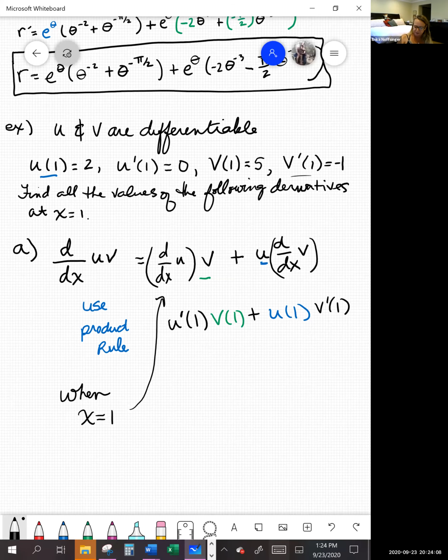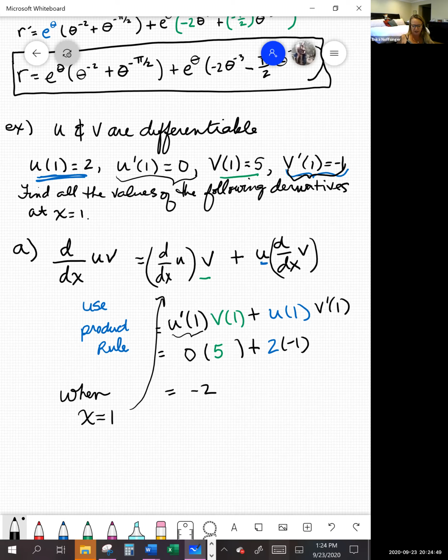Given all that information up here, we can find that without even knowing what the functions are. So u prime of 1 we have is 0 times, well, it really doesn't matter, v of 1, which is 5, plus u of 1, which is 2, times v prime of 1, which is negative 1. So 0 times anything is 0 plus 2 times negative 1, which is negative 2.